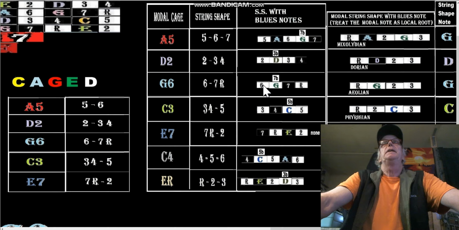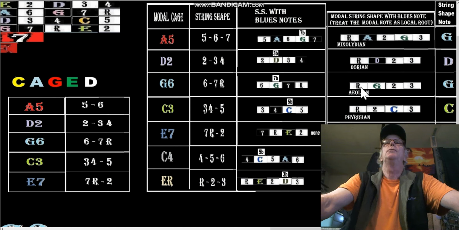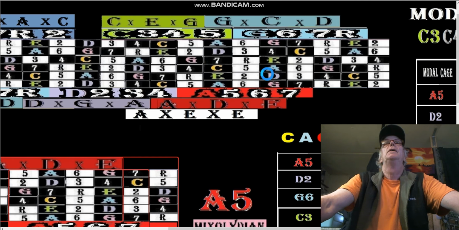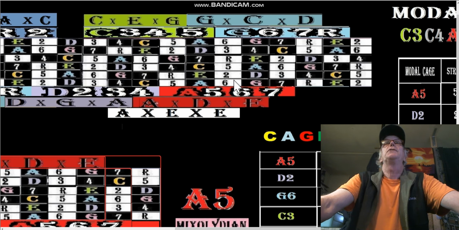Yeah, the Aeolian has the blues note between the 6 and the 7. But if you counted, that's in its parent key. If you gave this root right there, you'd go G root 2 3, and then over in the G box here you would have essentially root 2 3 4 blues note 5.